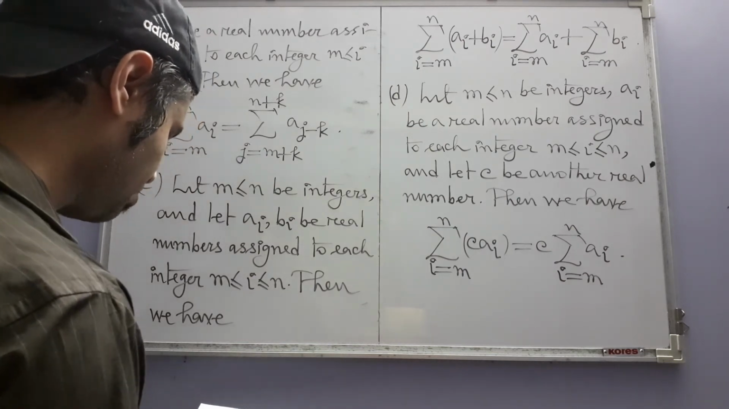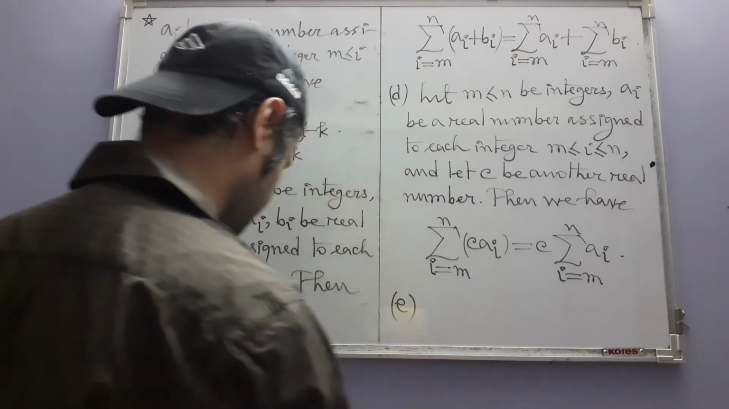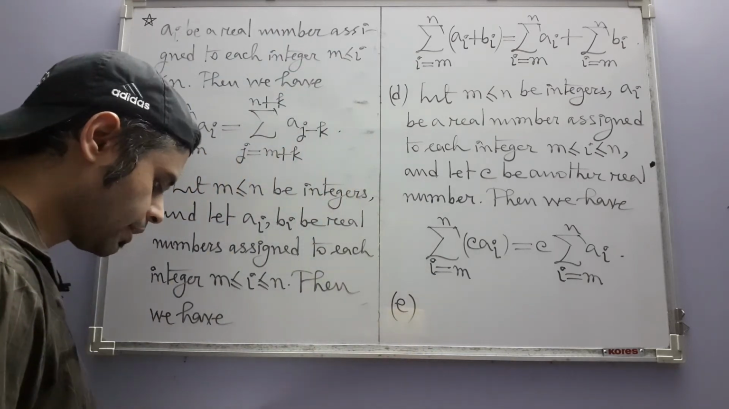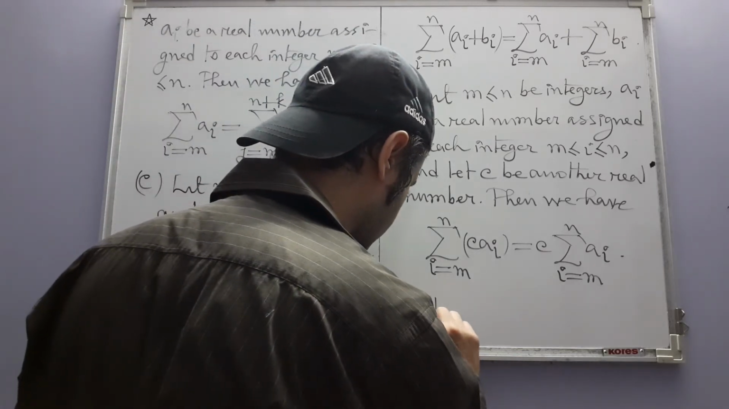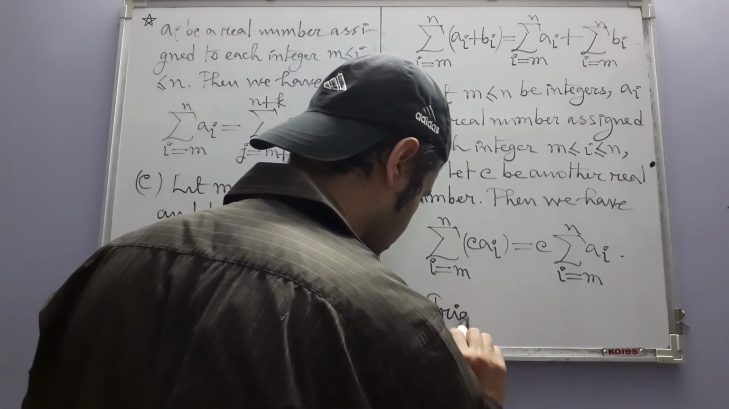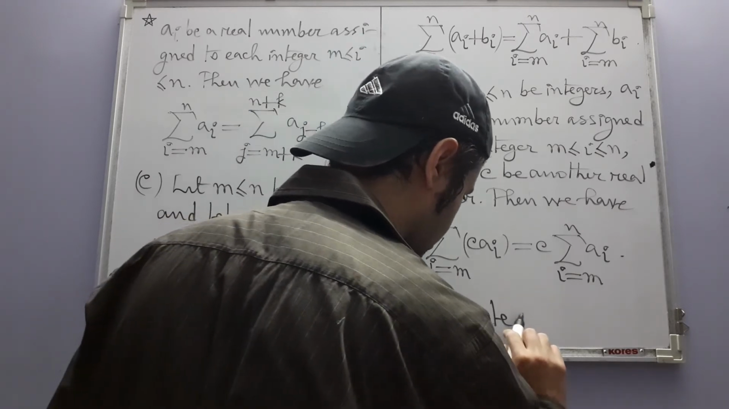Two more parts are there. Part E is called the triangle inequality for finite series. It has a name, and the name says it all.